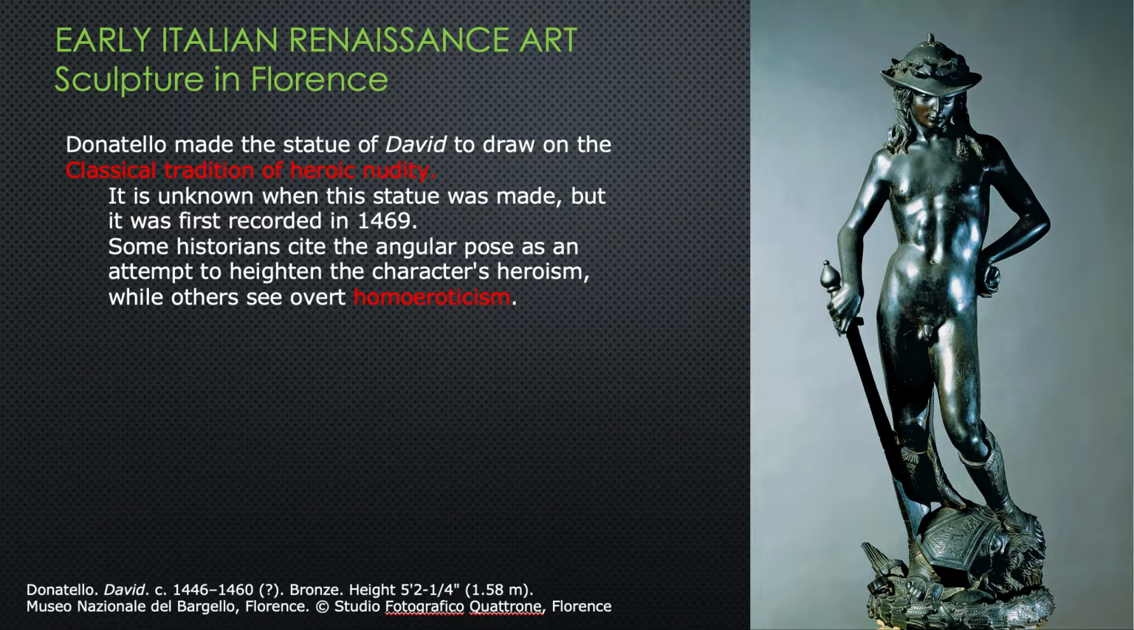So let's see some more artwork that was being created in early Renaissance Italy, especially Florence. So early Italian Renaissance art sculpture in Florence, Donatello made the statue of David to draw on the classical tradition of heroic nudity. It is unknown when the statue was made, but it was first recorded in 1469. Some historians cite the angular pose as an attempt to heighten the character's heroism, while others see overt homoeroticism.